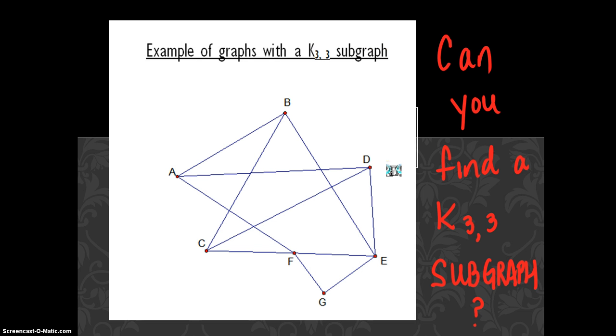So here is a graph. I want you to find a K33 subgraph. So it'll be part of this graph. So you're looking for three vertices in one group, that could be one color, attached to three vertices in another group. And did you get this?